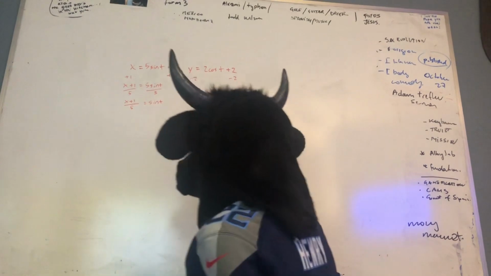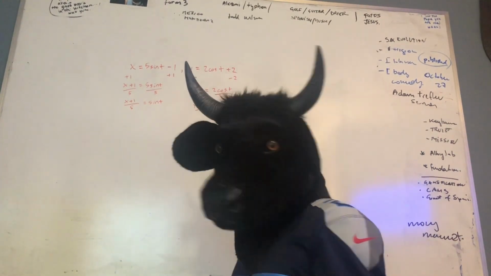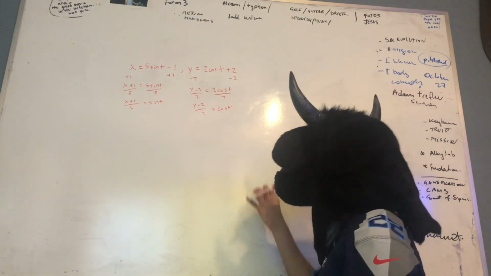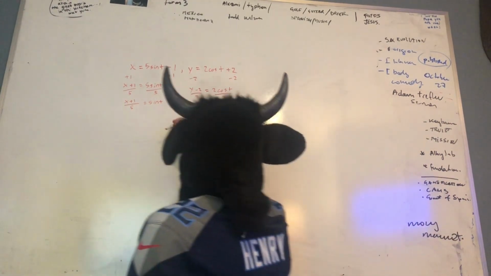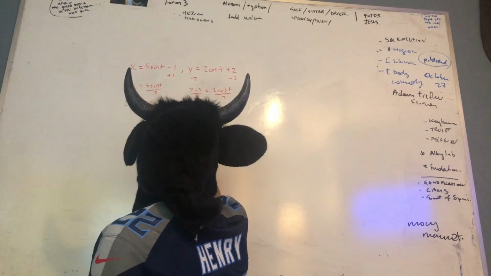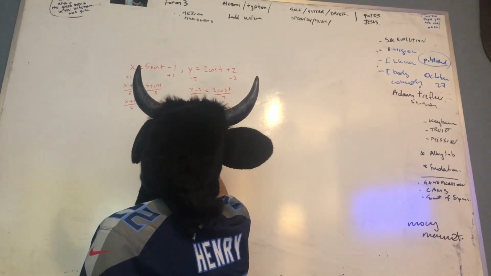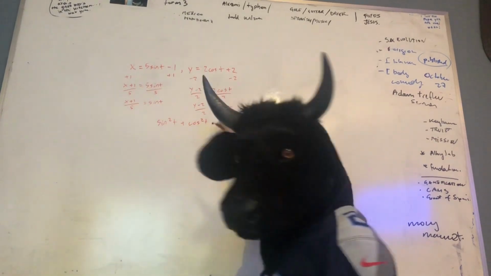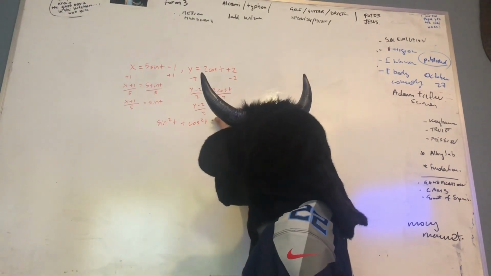And then it looks like we got the same thing going on the y side too. So what would the best way to do this be? Well, remember our trig identity: sine squared of t plus cosine squared of t, or any variable really, is equal to 1.